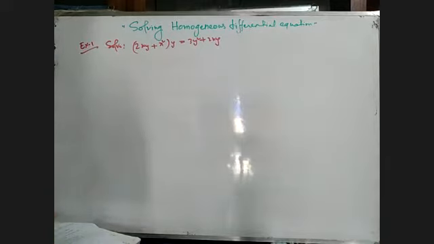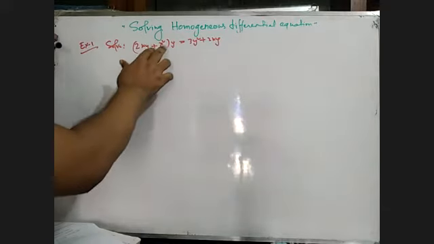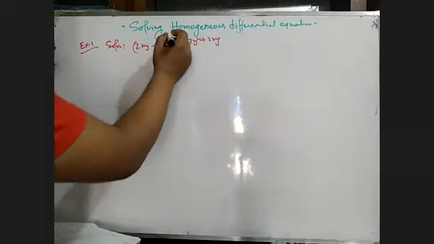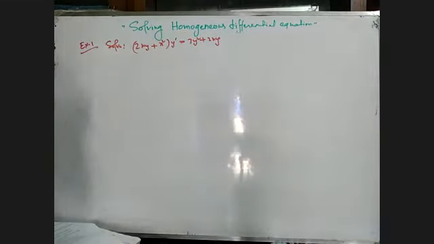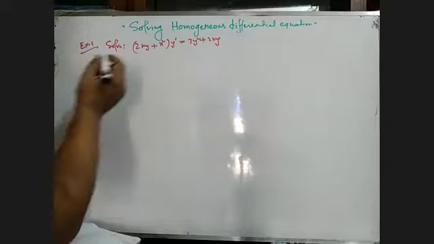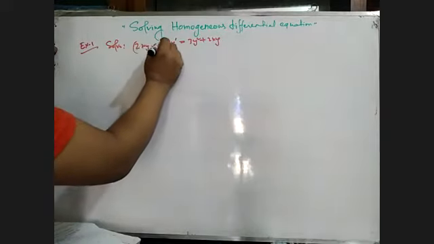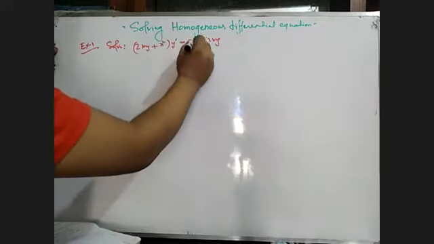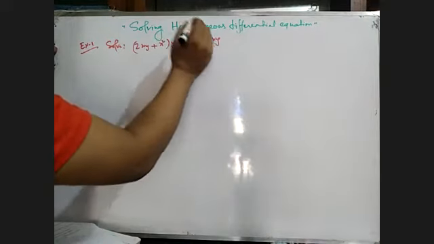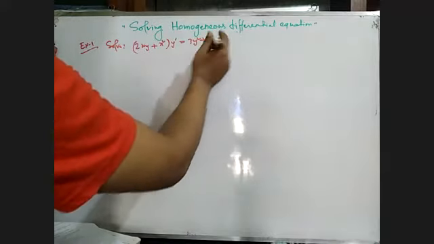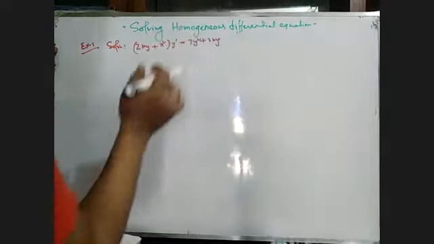So this is actually homogeneous. Why? First of all, why is it homogeneous? Remember, this is the y dash, that means dy/dx. So in y square, the total power is 2. And x square, total power is 2. And y square, total power is 2. So xy, total power is 1 and 1, 2. So all terms are homogeneous.